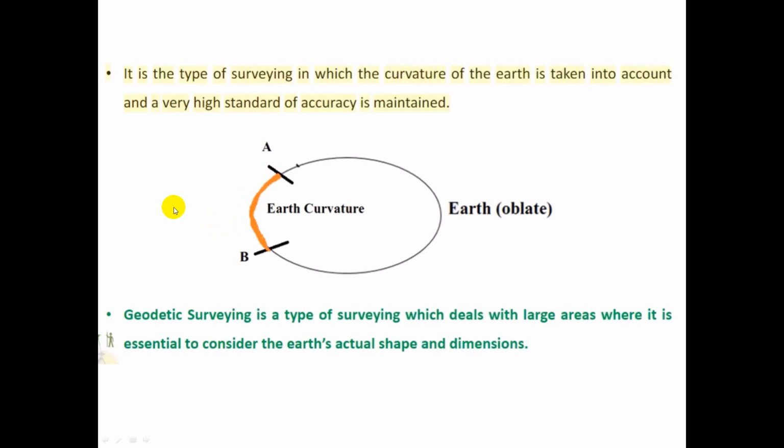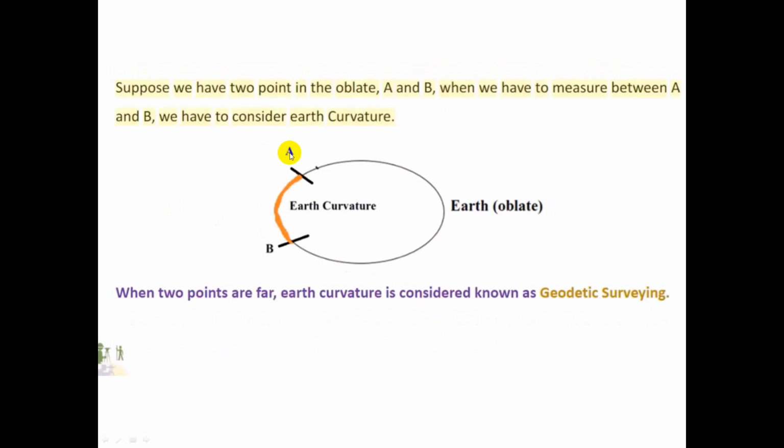So again, kung mulapas na og 196 square kilometers ang imuhang area, geodetic surveying na nato ang i-apply. So suppose we have 2 points in the oblate or in Earth, A and B. When we have to measure between A and B, we have to consider Earth curvature. So mao na siya ganina. So geodetic surveying na gyud ang atong i-apply ana.